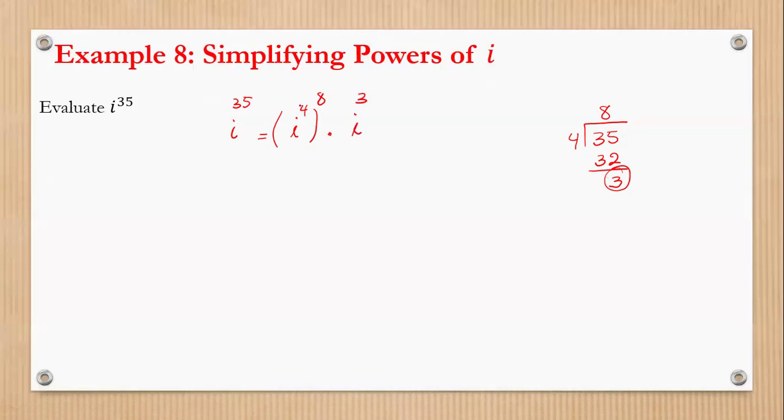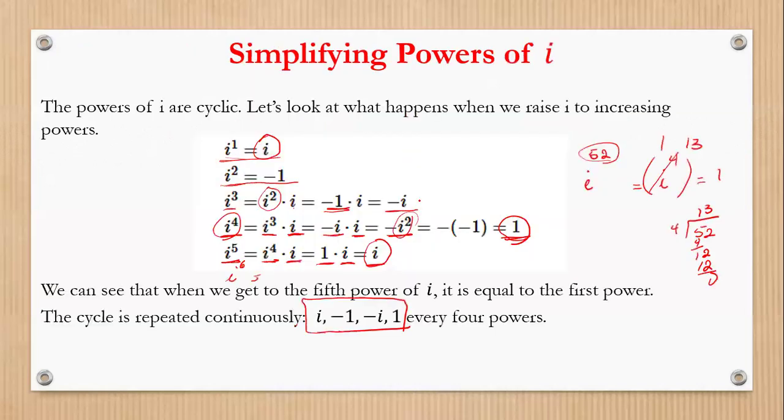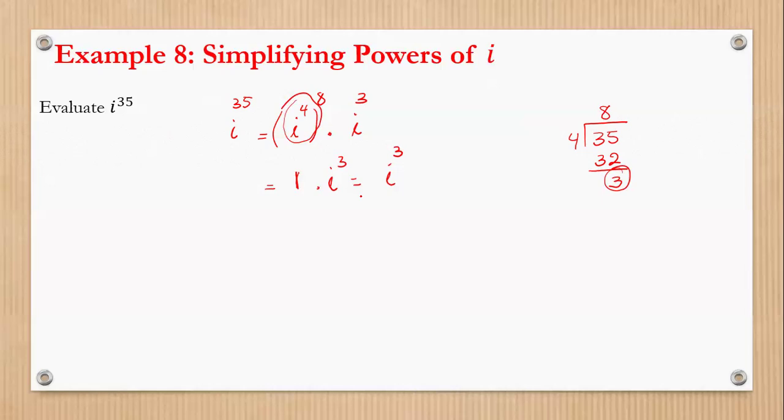i to the 4th is always 1, and 1 to any power is just 1. And 1 times any number, nothing changes. So the answer is just i to the 3rd. And what's the answer for i to the 3rd? Just negative i. So your answer is negative i. And that's the final answer.